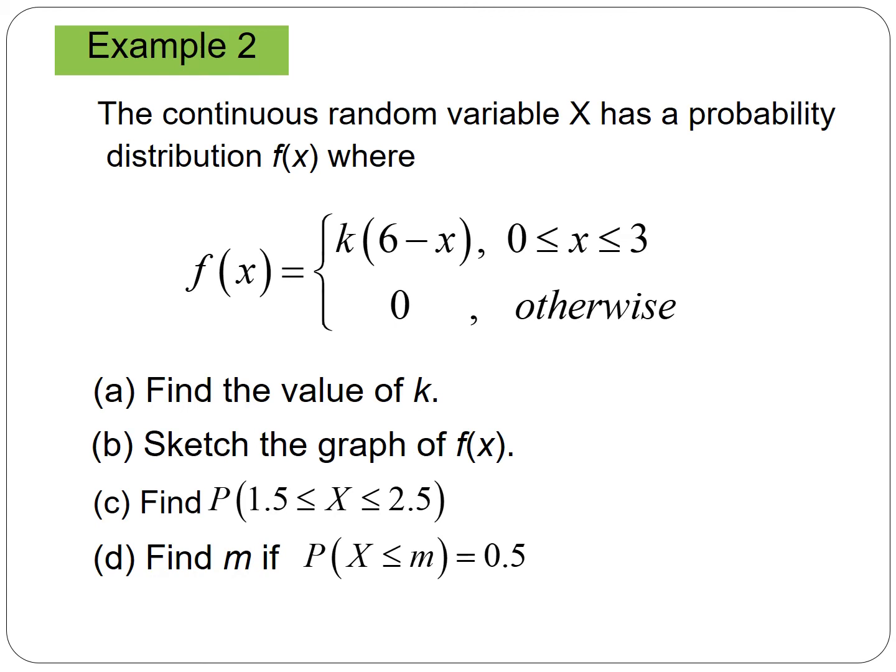Example 2. You are given a continuous random variable x that has the probability density function f of x. You need to find the value of k, sketch the graph of f of x, find the probability of x from 1.5 to 2.5, and find m if the probability of x less than or equal to m is 0.5.